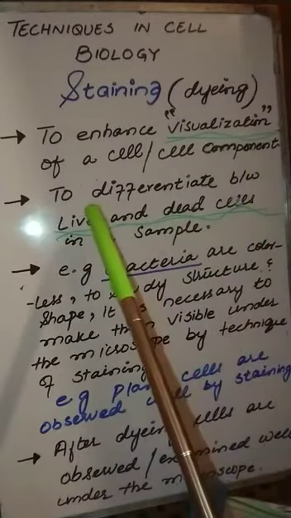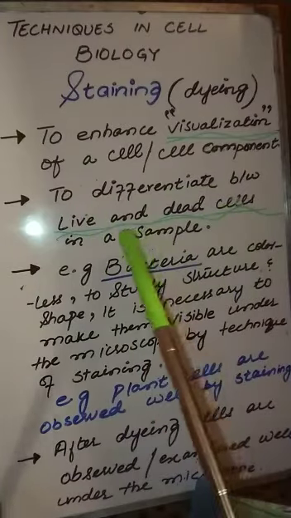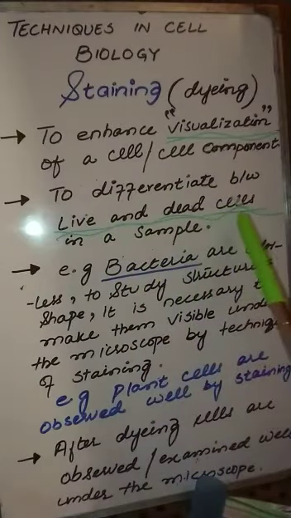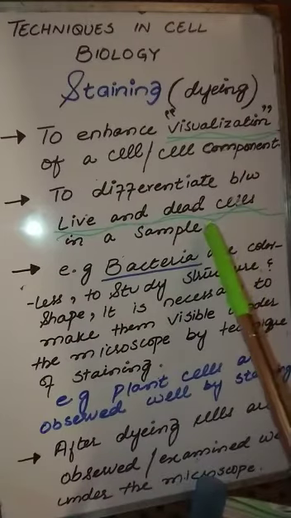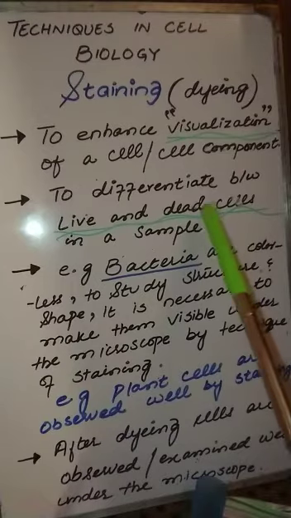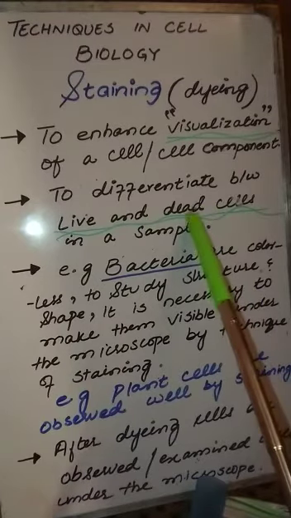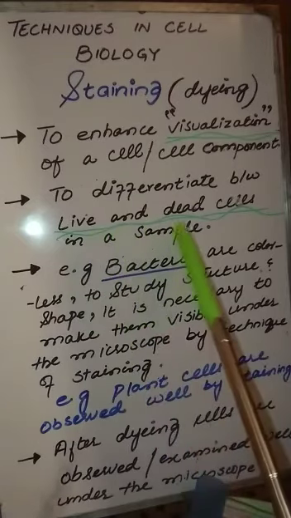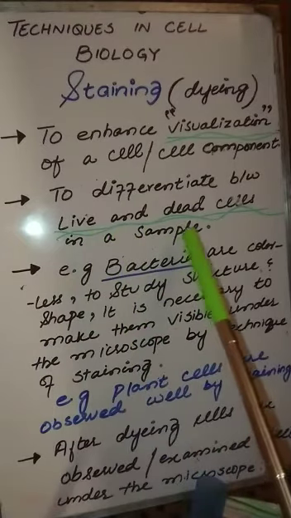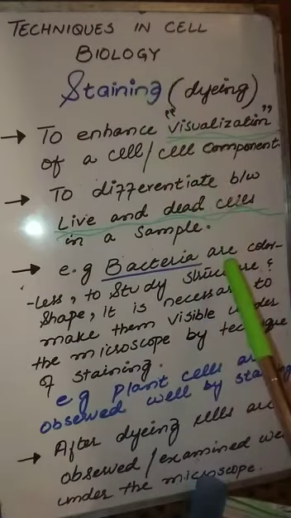The purpose of staining is also to differentiate between live and dead cells. There are certain cells which are living along with dead cells. So dead cells can be separated from the living cells in a sample medium. The staining technique will help us.